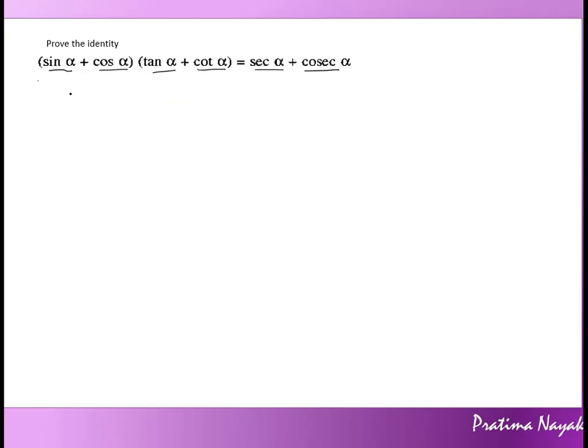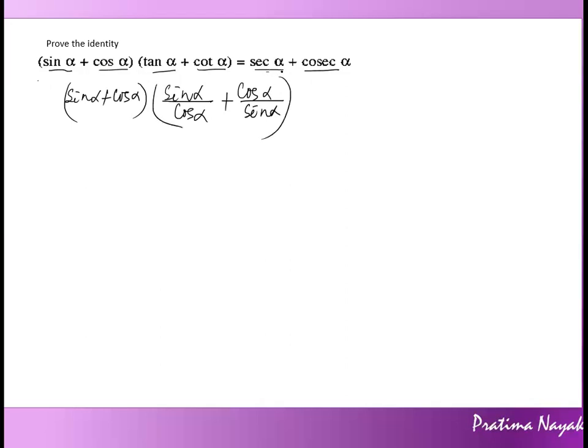So what will I do? I'll write sin alpha plus cos alpha. Now I'll convert tan alpha as sin alpha by cos alpha, and cot alpha I'll convert as cos alpha by sin alpha. Okay, check the RHS, you will get sec alpha plus cosec alpha. So as I am writing LHS, sin alpha plus cos alpha. Here, take the LCM, how much will it be? Cos alpha sin alpha.